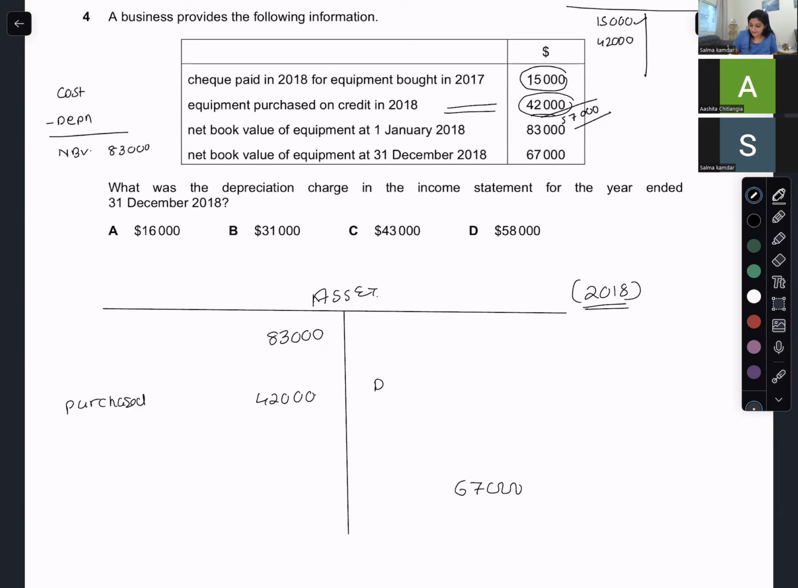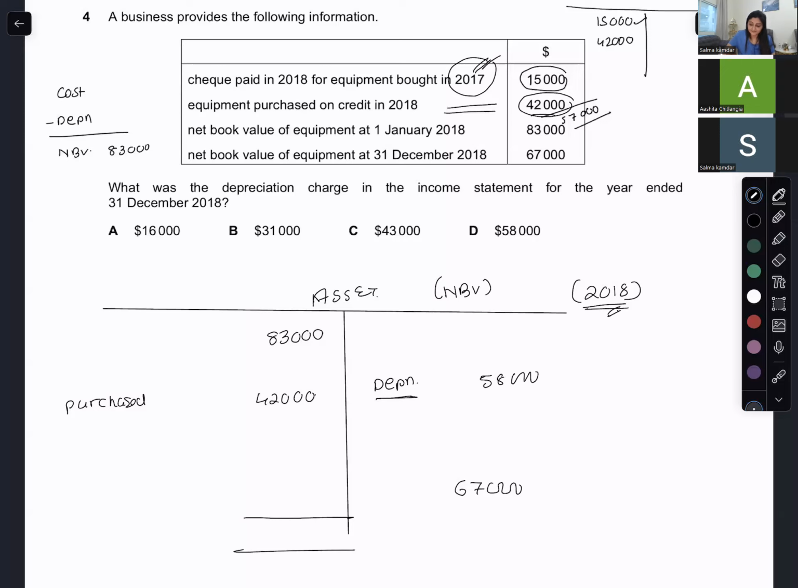Okay, so I will get my depreciation charge over here. So this check and all? This was last year, no? You had purchased in 2017, but I am making the asset account at the net book value in 2018. Answer is 58,000. Option D.